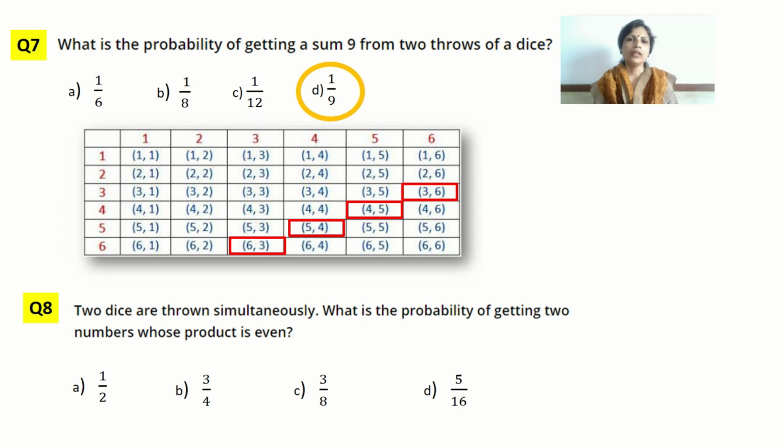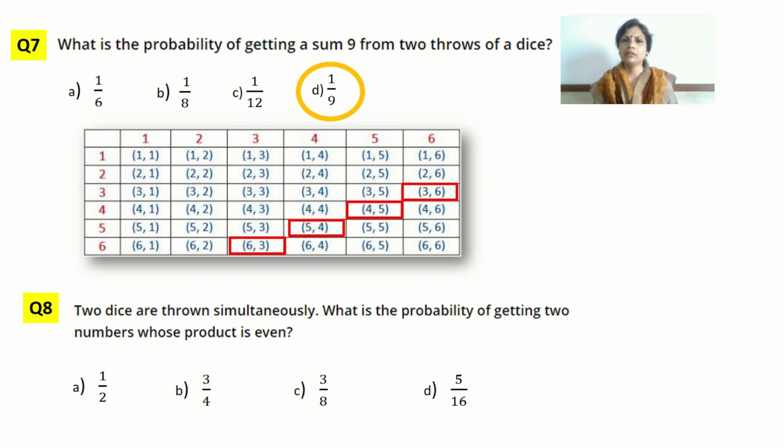Alright, so one thing you should be very clear here. Total number of outcomes when you throw a die, or two dice thrown together, or 2 coins thrown together, or 3 coins thrown together, you should know that. Next sum, two dice are thrown simultaneously. What is the probability of getting two numbers whose product is even?